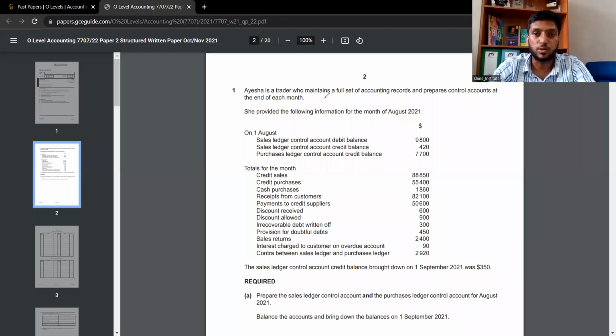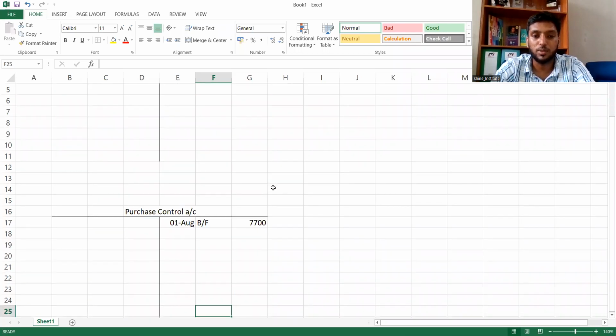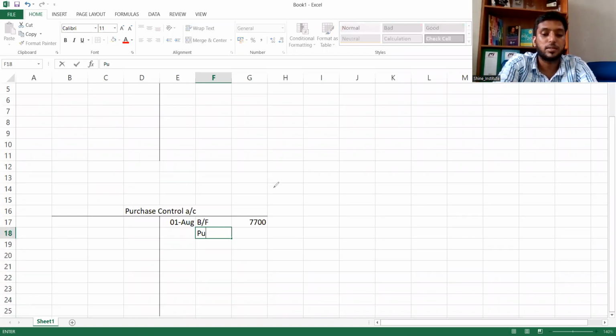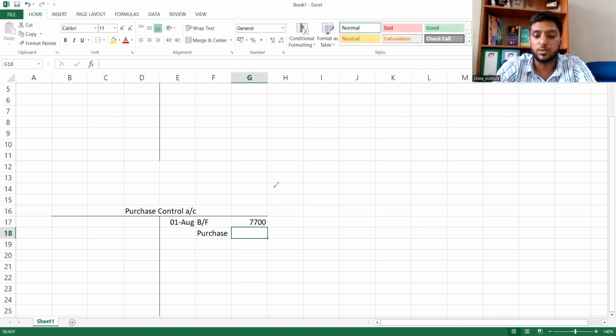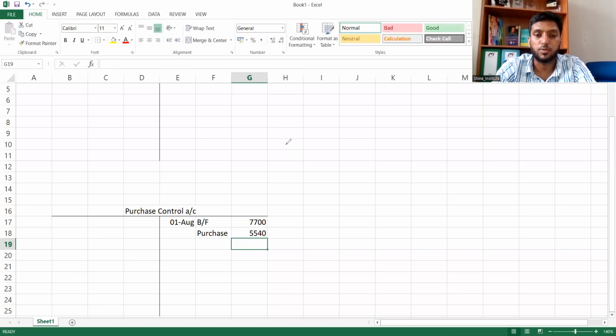Credit purchase 55,400. So purchase account debit, creditors account credit. So here purchase control account is a credited account. So I'll write here purchase 55,400. I think that's the amount they are given. Let me recheck it. 55,400. So I'm wrong on that. I'll just change that value, 55,400. Then we move on to the next adjustment of the sum.